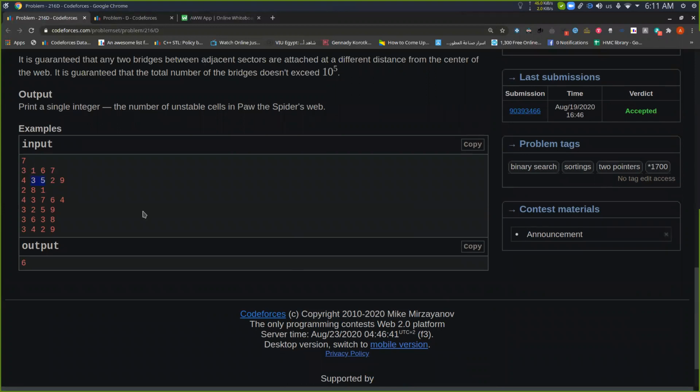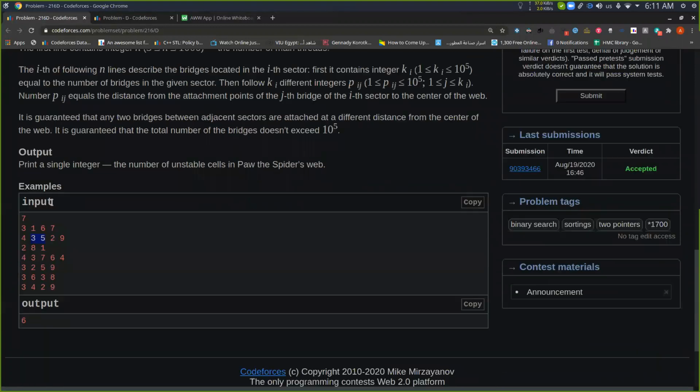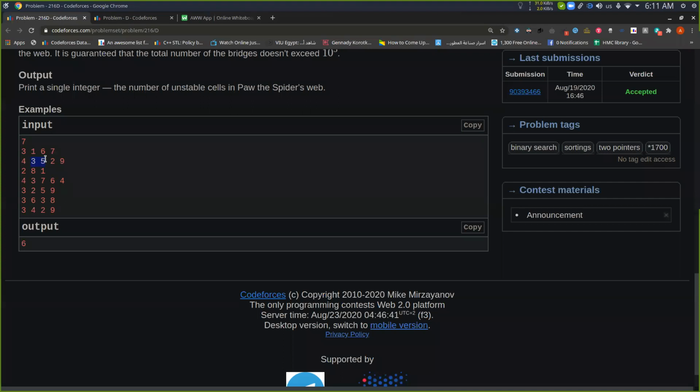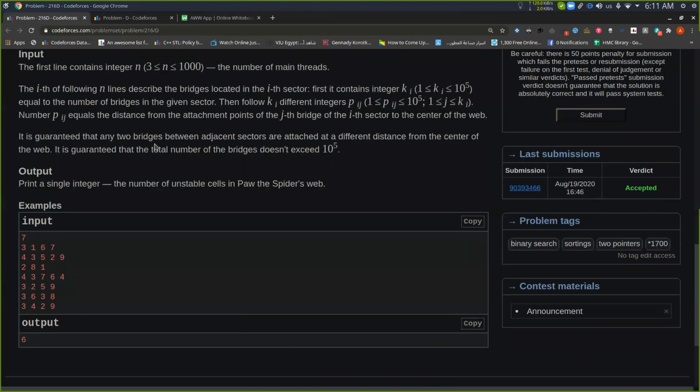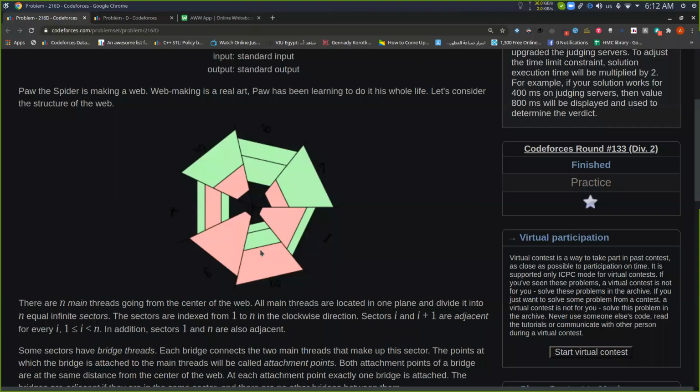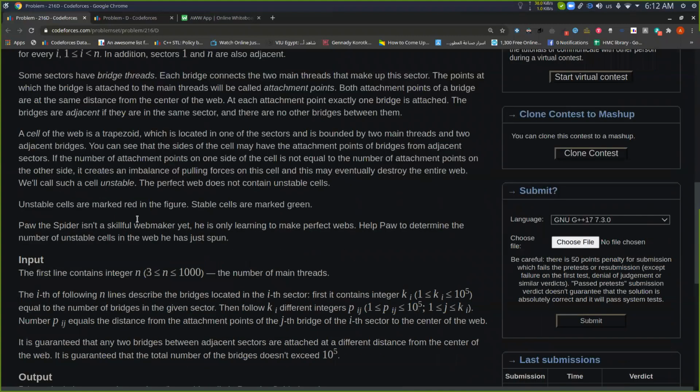Okay, let's look at this. Let's look at numbers instead of the drawing. So here, if we look at 3 and 5, to check the stability of the cell, we want to check only the bridges that are within a distance between these two bridges. Okay, so here we have one cell bounded by bridges from 3 to 5. Actually, this is a good cell.